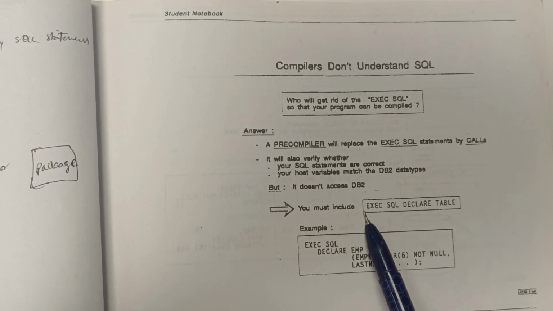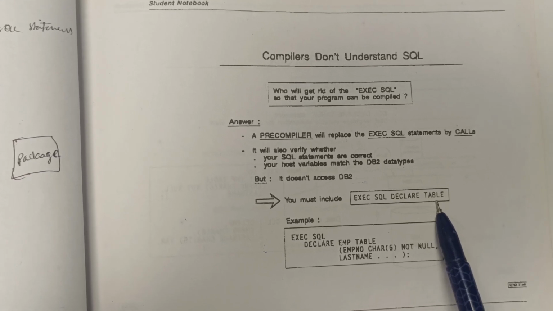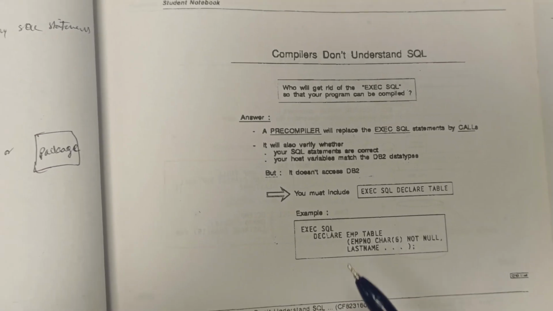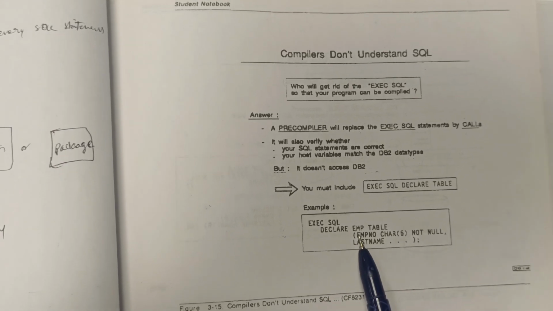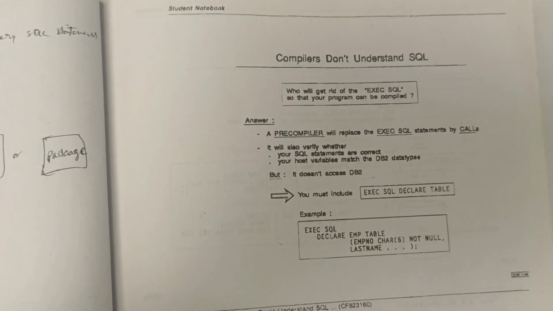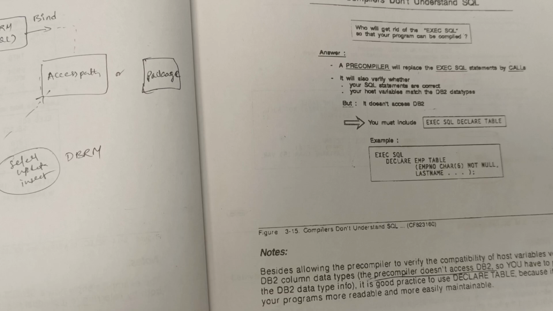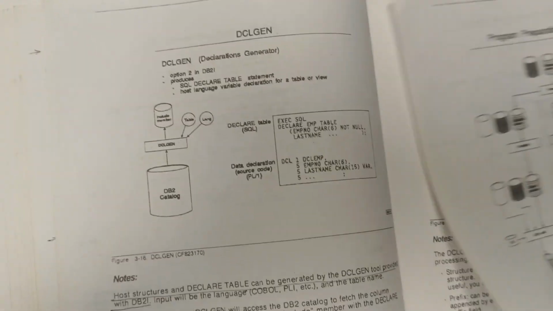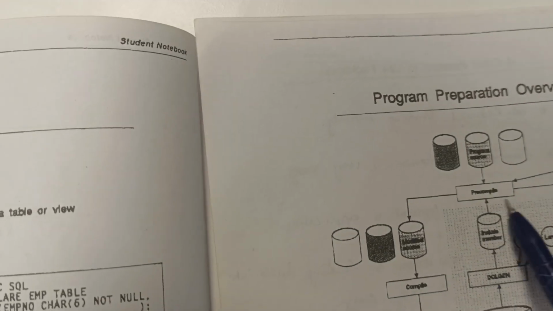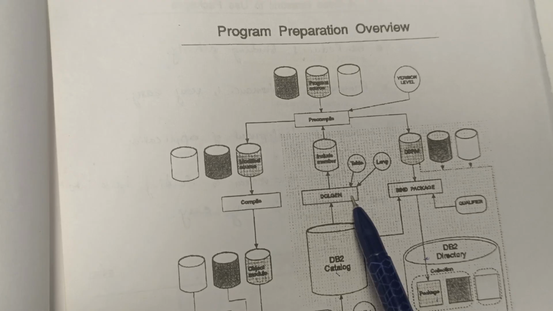And here you must include the EXEC SQL DECLARE TABLE in the pre-compiler. And what is the declare table statement? You will know already that this is the declare table. Declare table statement. And here we will see what the DCLgen is, and earlier we learned what the pre-compiler is, and in the next step we will go to the DCLgen.